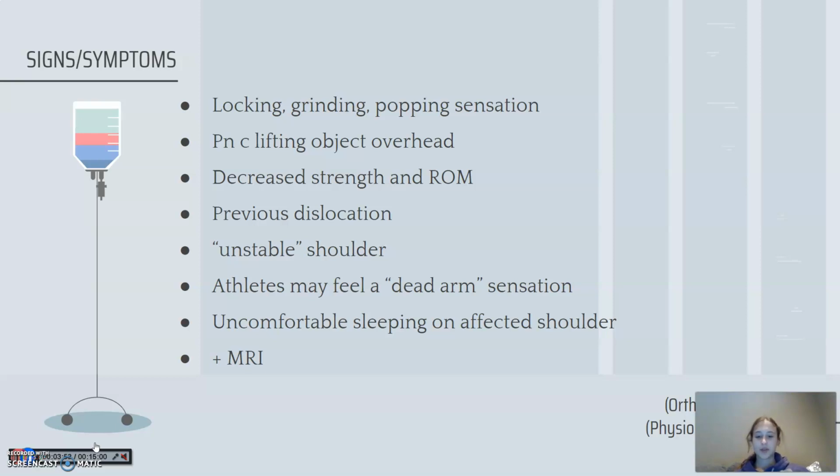It may also be uncomfortable sleeping on your affected shoulder, just because you're laying on it. And a positive MRI is also very indicative of it, because if you have all these other symptoms and your doctors aren't sure how bad it is, then an MRI is what they're going to do.